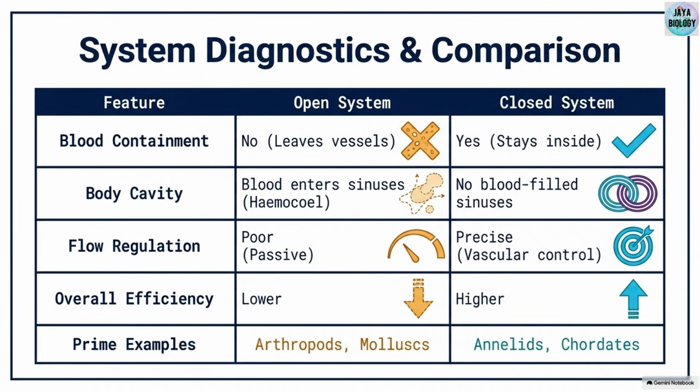So if you see carefully, in the open system, the blood will leave the vessels, it will enter into the sinuses, flow regulation is very slow, and efficiency is also very less. In the closed, it will stay in the vessels, there will be no sinuses, vascular control will be there, and it is highly efficient.